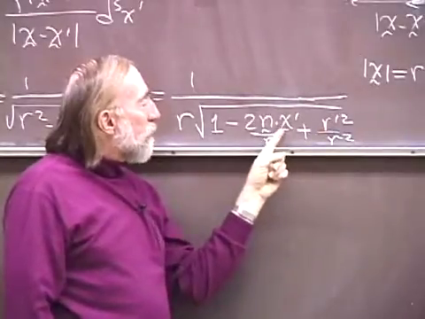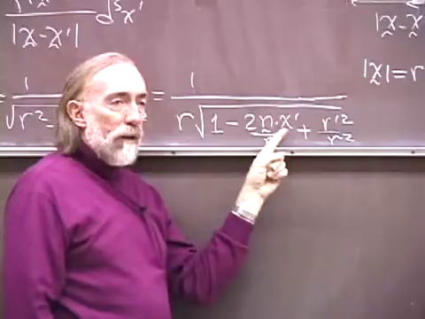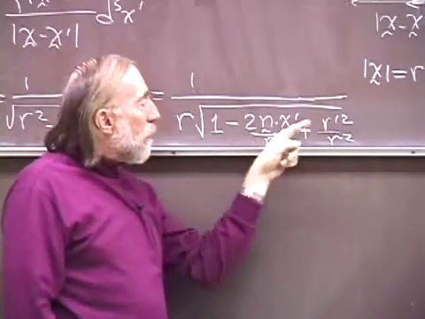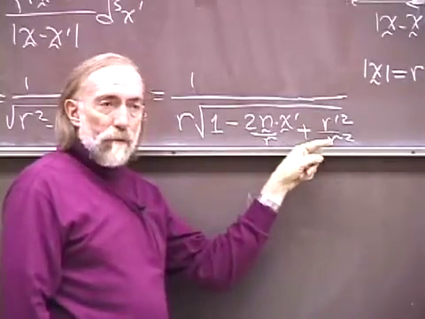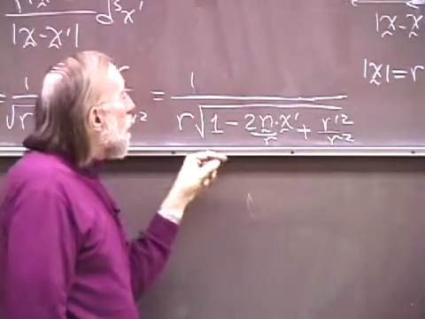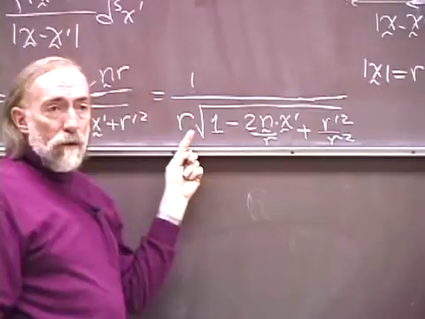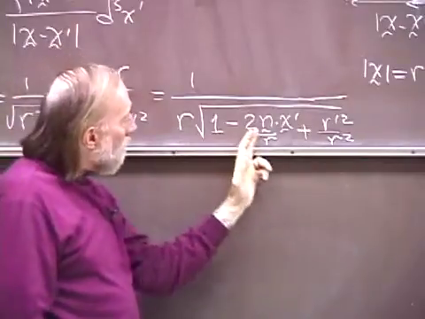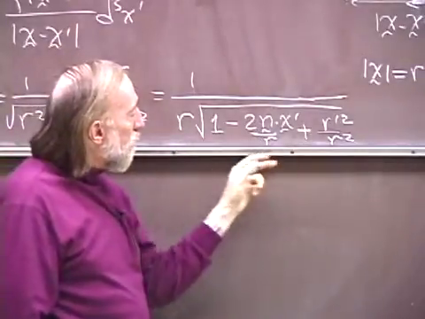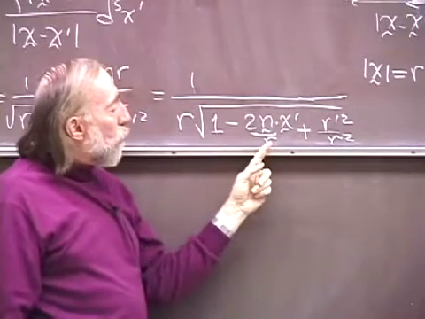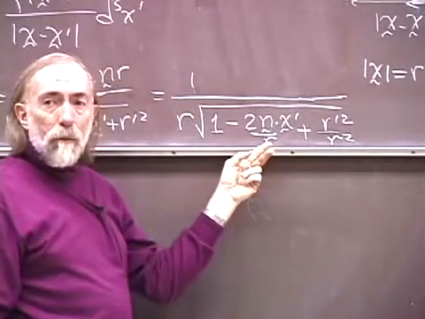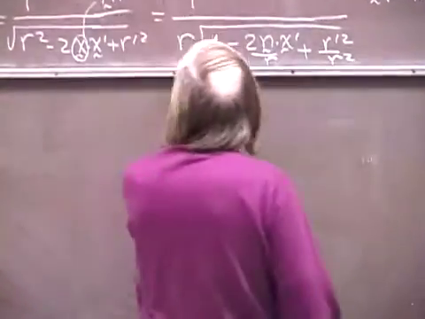Now since r is big compared to r prime, and the magnitude of r prime is the same as the magnitude of x prime, this term is small compared to 1, and that term is small compared to 1. And so I can do a power series expansion of this square root, treating these two quantities as small. It's basically an expansion in 1 over r, the distance to the observation point, to the field point.